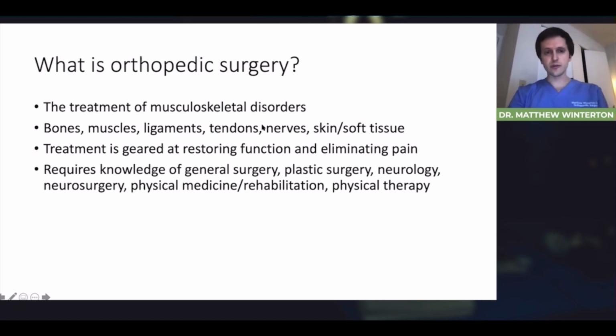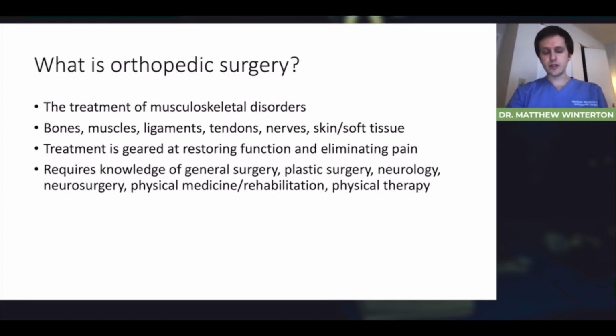I think the field of orthopedic surgery is very wide and almost all-encompassing. Treatment is largely geared at restoring function and eliminating pain. There's many reasons why people seek out an orthopedic surgeon. Typically, we all think of a broken bone as a reason to go seek out an orthopedic surgeon, but chronic debilitating arthritis, low back pain, numbness and tingling in the fingers, these are all reasons why people seek out certain subspecialists. Pain is usually one of the reasons why people seek out help in the first place.